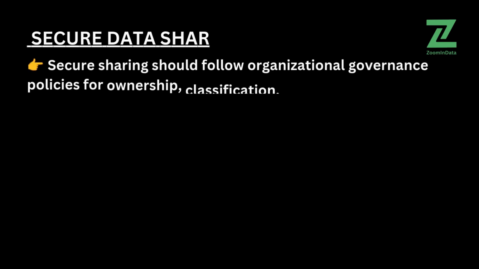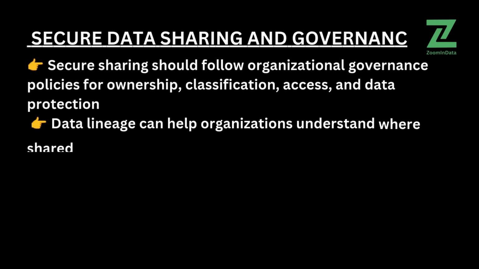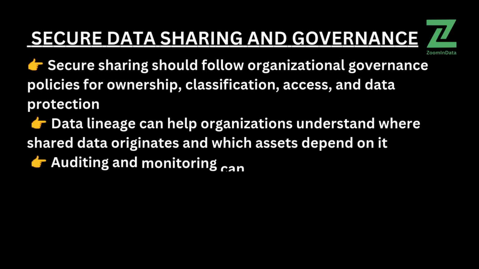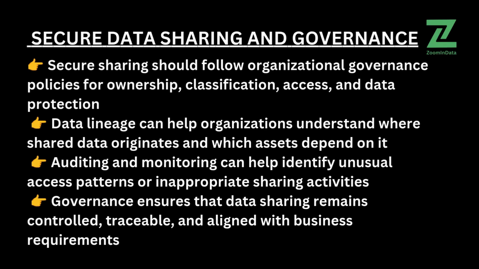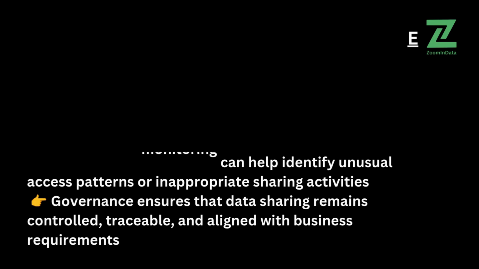Secure sharing should follow organizational governance policies for ownership, classification, access, and data protection. Data lineage can help organizations understand where shared data originates and which assets depend on it. Auditing and monitoring can help identify unusual access patterns or inappropriate sharing activities. Governance ensures that data sharing remains controlled, traceable, and aligned with business requirements.